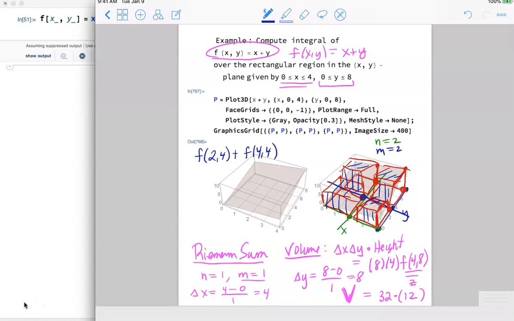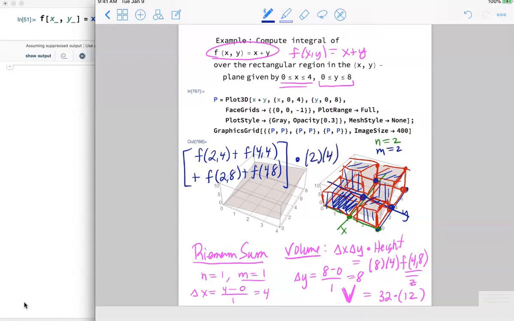That's this point and this point. And then you'd want to add that to the function evaluated at 2, 8, this back corner, and then add that to the function at 4, 8. Okay. And then you would want to multiply that all by the area of the base. Since we divided them equally, the area of each of those bases is a 2 by 4 block. So that'd be 2 times 4.